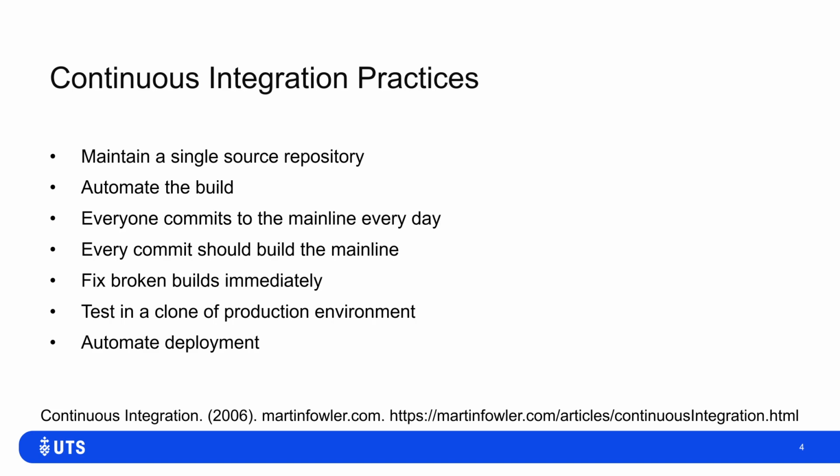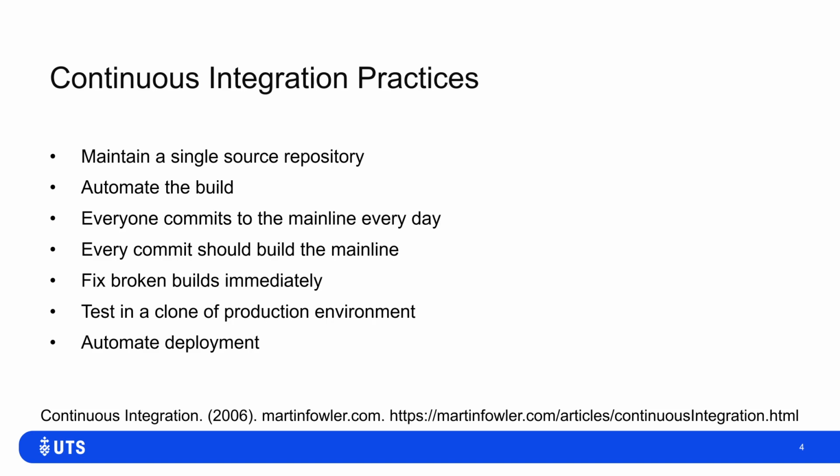Here are some practices for CI. First, normally you maintain a single source repository. In our subject, all group members should work on the same GitHub repository. Maybe you can host that project by your group leader. Also, first we need to automate the build as we have done in the pipeline setup. And everyone commits to the mainline every day. Maybe not every day, every several days, at least per week.